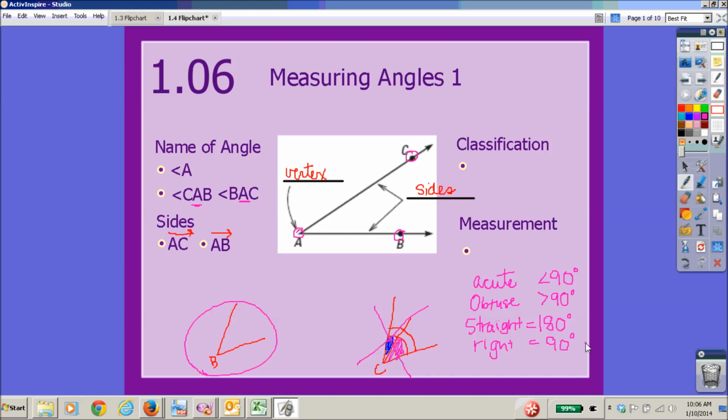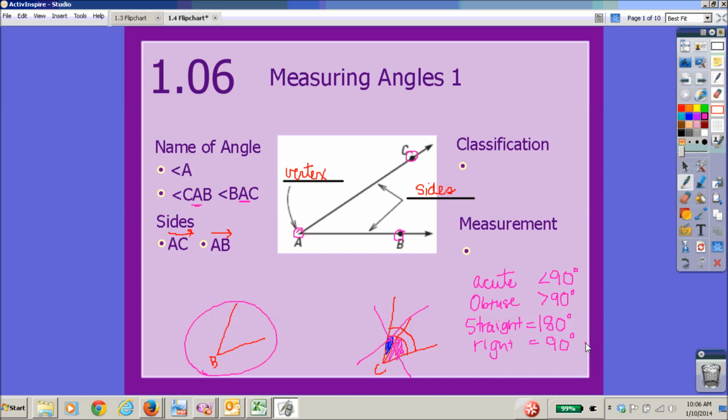So if it's greater than 90, it's obtuse. If it's less than 90, it's acute. If it's equal to 90, it's called a right angle. And if it is equal to 180, which is a straight line, then it is called a straight angle.